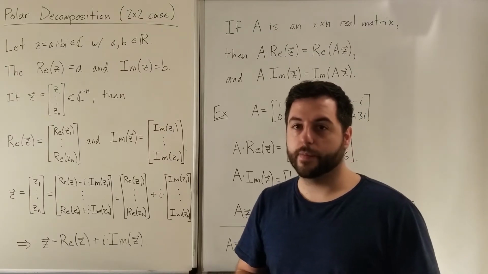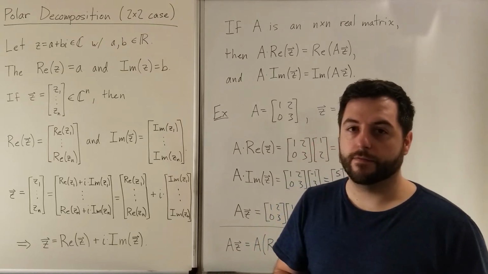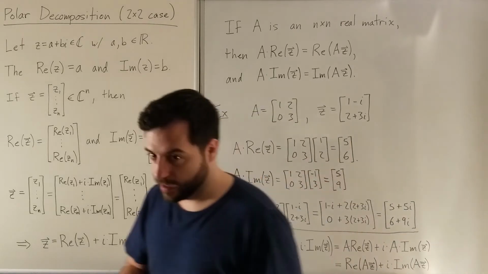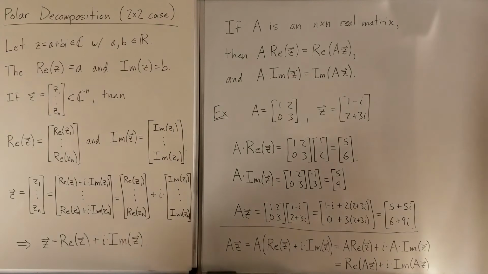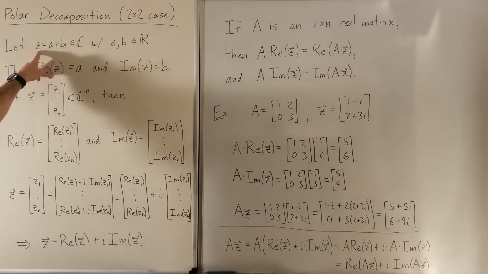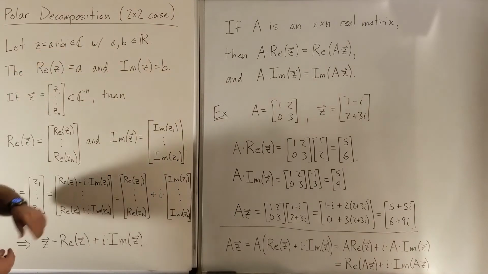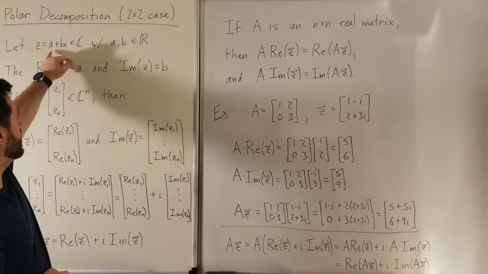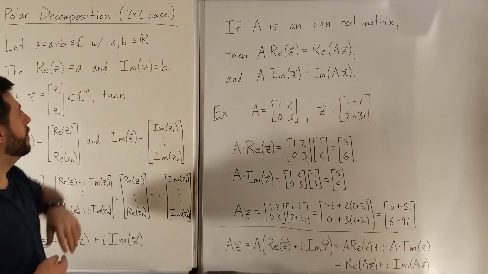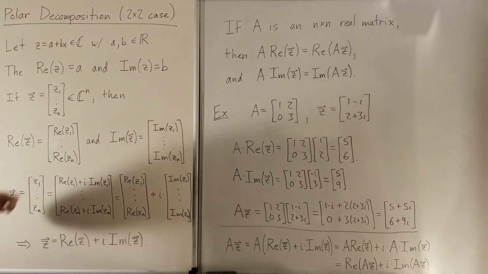Hi, in this video we're going to be talking about polar decomposition for 2x2 matrices. So before we get to what that is, I want to talk about some properties of vectors which are complex. So to start out with, if z is some complex number, then I want to write it as a plus bi, where a and b are both real numbers. So i is just the square root of -1.